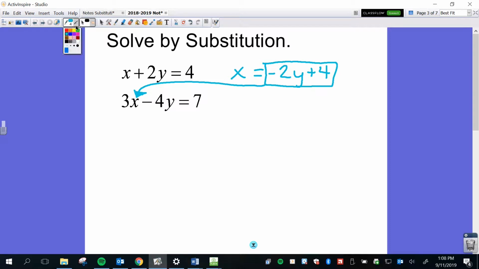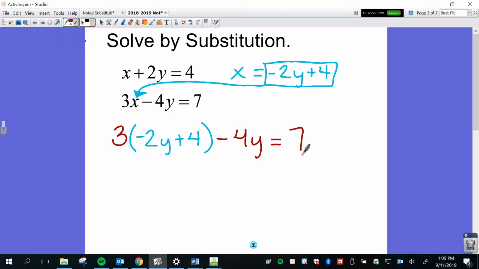So what does that look like? Now we rewrite the second equation. I'm going to start with 3, but instead of 3 times x, it'll be 3 times the substitute, which is negative 2y plus 4. I have to put the substitute in parentheses because it's the entire expression. And then I keep going: minus 4y equals 7. Does that make sense, what we just did there? All I did was rewrite the second one with a substitute in it.